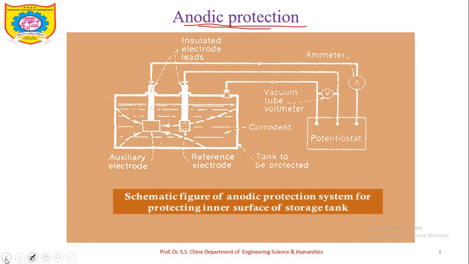Okay. So in this method, the anodic current is controlled carefully and applied to these materials. They are passivated and the rate of metal dissolution is decreased. So to protect a structure anodically, a device called a potentiostat is used.